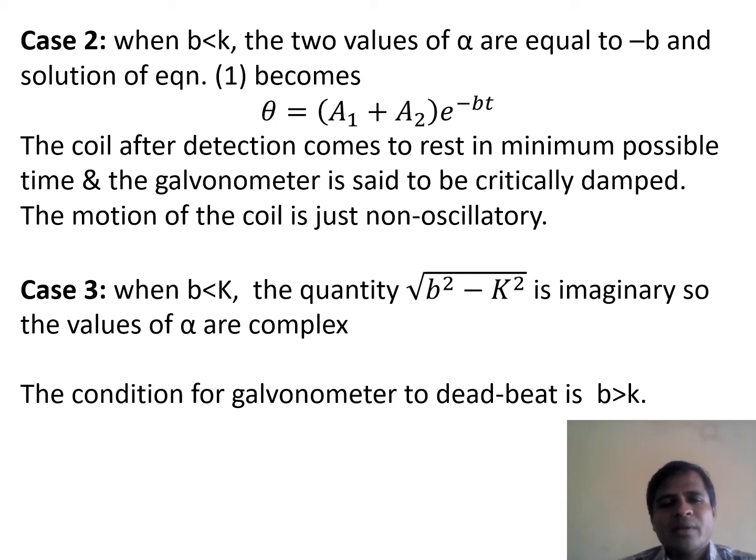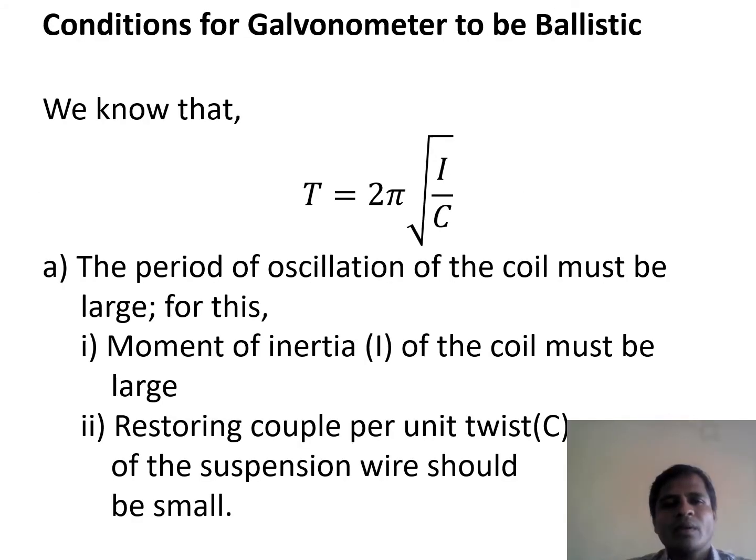So thus the condition for galvanometer to be deadbeat is that B is greater than K, and for the galvanometer to be ballistic it will be B less than K. We shall list a few conditions for galvanometer to be ballistic. We know that the period of oscillation, capital T, is equal to 2π under root I upon C, where I is the moment of inertia and C is the couple per unit twist. The condition for galvanometer to be ballistic: the period of oscillation of the coil must be very large.